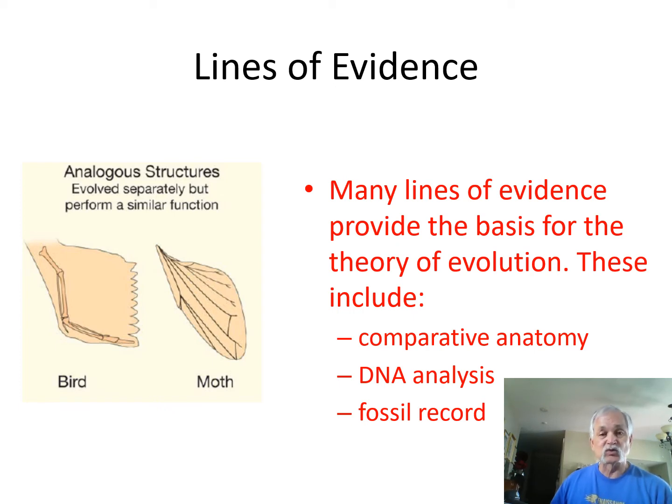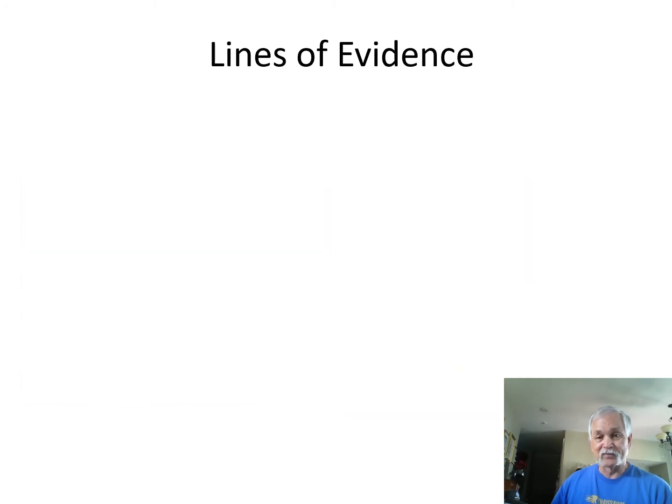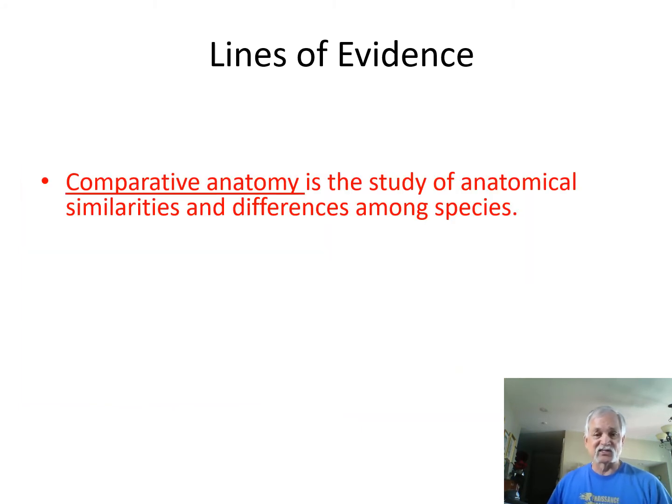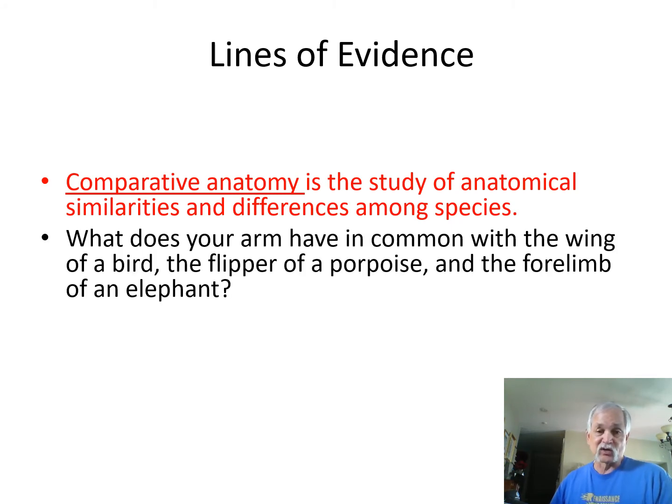That shows at least what our bone structure looked like, a very long time ago. So continuing lines of evidence, comparative anatomy is one of those where we compare the anatomical similarities and differences. What makes two species similar, what makes them very different. So the question that I would be asking you if you were in class is, what does your arm have in common with the wing of a bird, the flipper of a porpoise, and the forelimb or the front leg of an elephant?